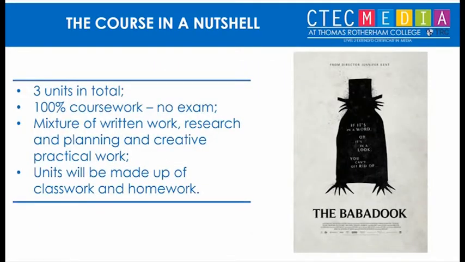So in a nutshell, this course is 100% coursework. There is absolutely no exam in this course. It's all practical. Well, no, sorry, it's not all practical. It's all coursework from 3 units. It's a mixture of written work, research and planning, and creative practical work. One of the units is purely written, one of the units is purely creative, and one of the units is a little bit of both.